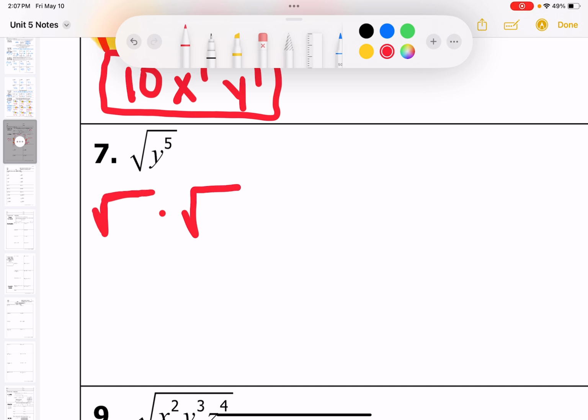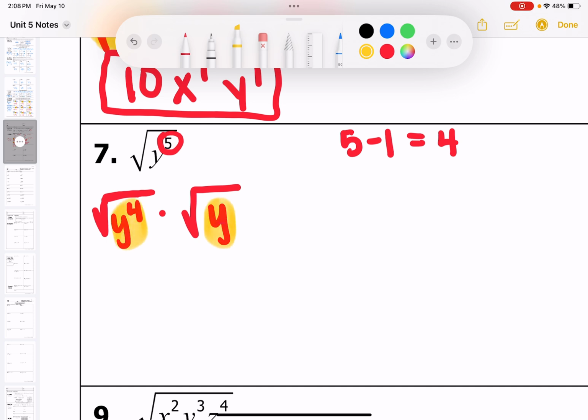All right, in my first one, I'm going to take my exponent and subtract 1, which gives me 4. So in my first one, I'm going to have y to the 4th. And then the other one, I'm just going to have y. Because if I were to add up these y's, so I got 4 y's here and 1 y here, that gives me the 5 y's that we started with. So that's why we're able to do that.